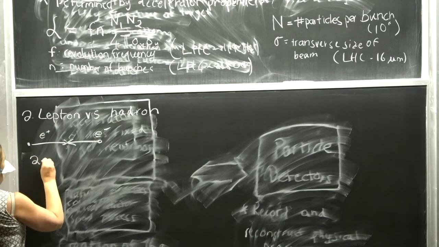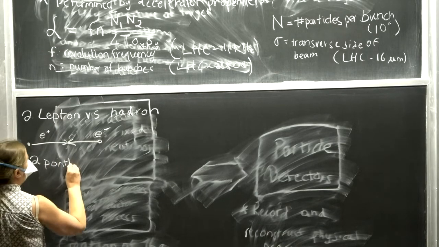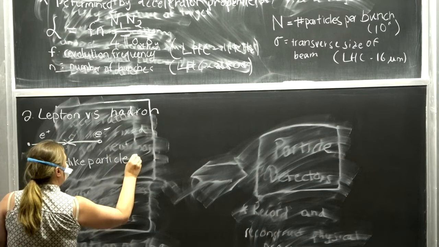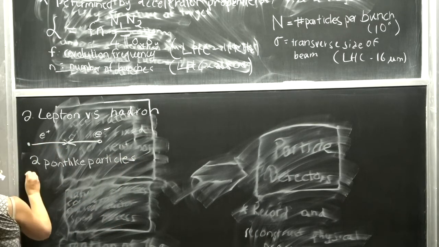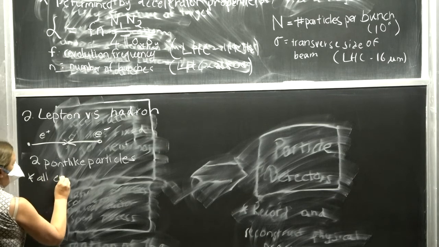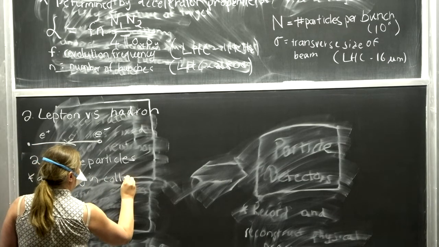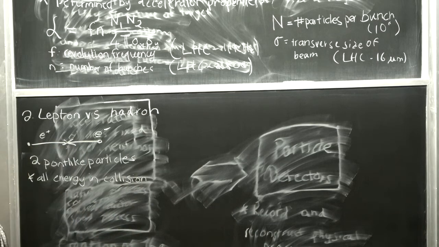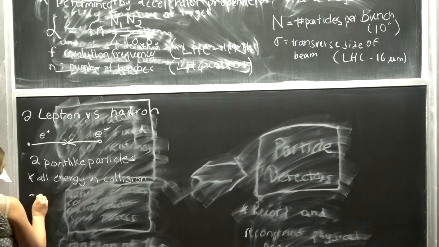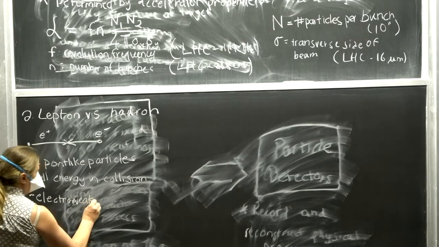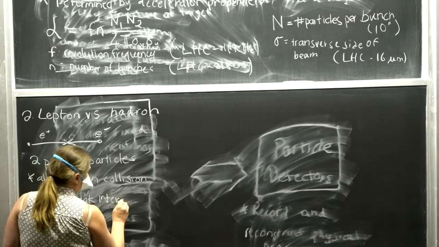What we have here is we have 2 point-like particles colliding, or as best we know. And what that actually means is that all the energy is in the collision. So that's great. Trying to get to high energy, let's use as much energy as we can. Another thing is, if you think about this, if you just have an electron and a positron, you're going to be able to study the electroweak interaction, because that's the only interaction those ones feel.